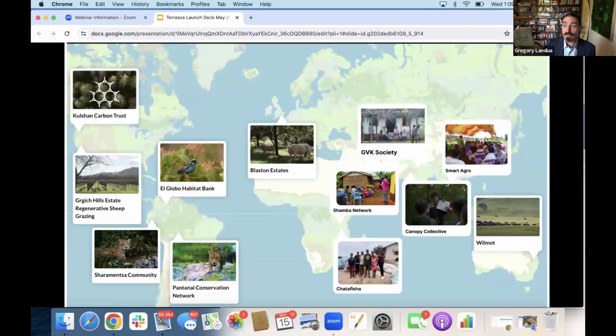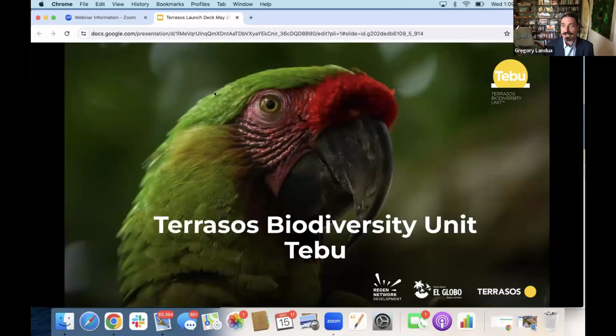Great. So we work all around the world and have built a platform that is co-owned and co-governed by our users. And we're going to get into the details of that in a little bit. I think for now, I'd like to actually pass it on to my colleague Mariana to start to introduce Terrasos generally and the Tebu unit more specifically, and we'll keep rolling from there.